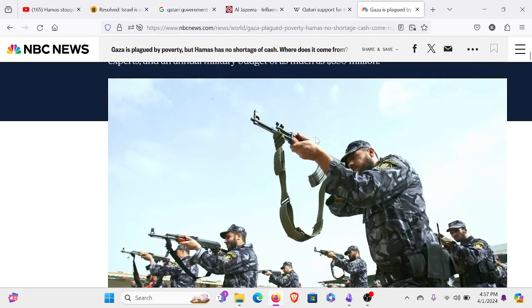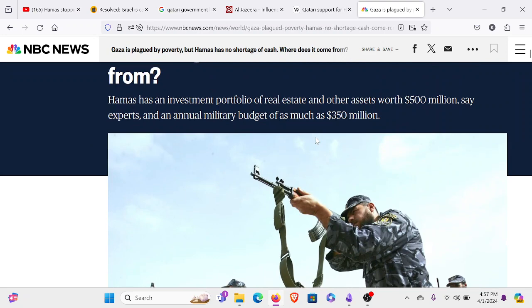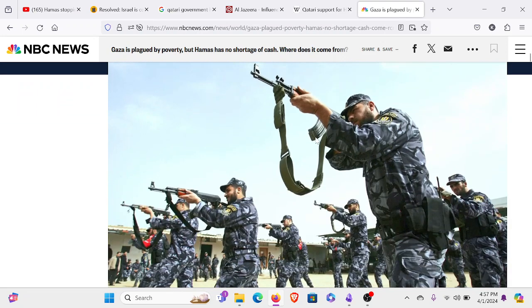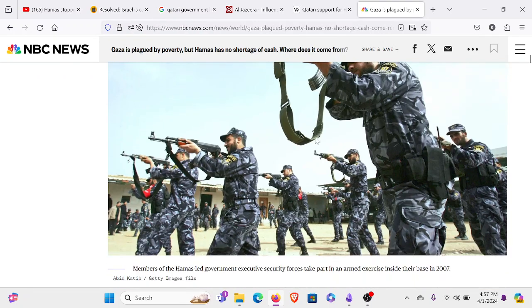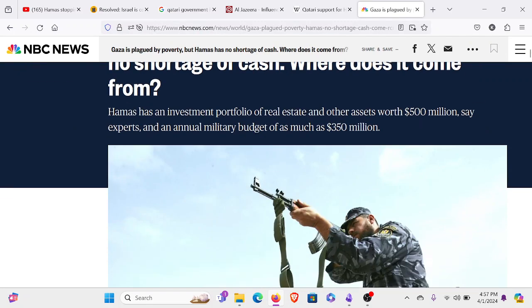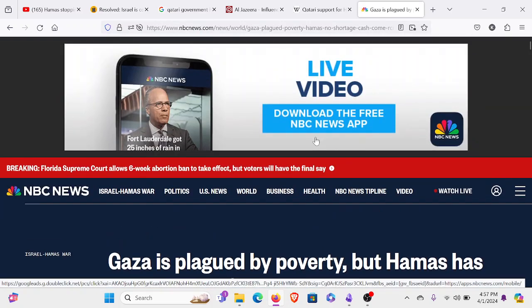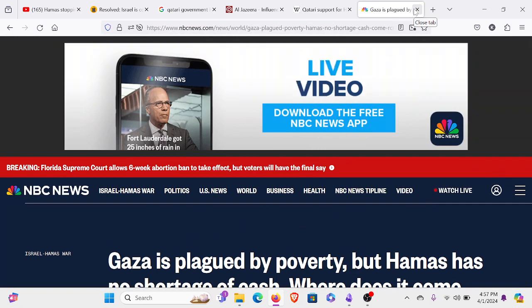And this is to build a military. This is to build weapons of war. This is to build missiles that they launch into Israel on a daily basis. It's to build these underground tunnels. The money's being diverted away from people that need it to Hamas. And partially that's their own fault. Why is it their own fault?